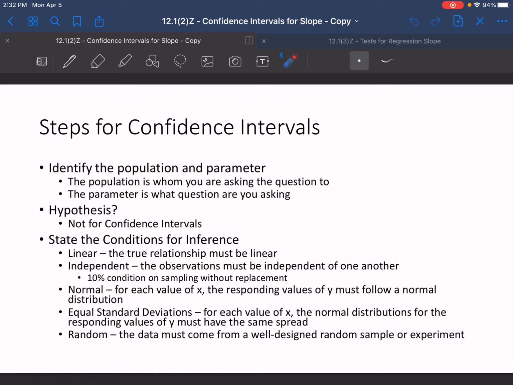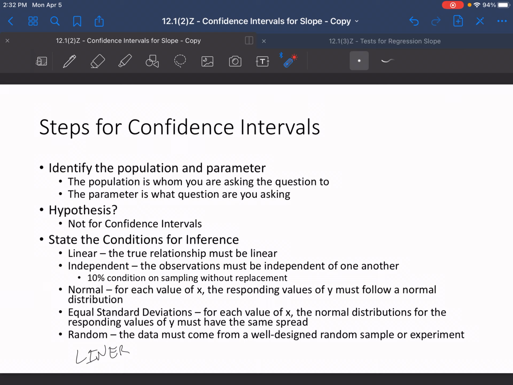And remember that we are concerned with this LINER acronym right here, and those are the conditions that we really need to test in this case. So first we need to check for linear. So the true relationship must be linear for that regression slope. It must be independent, so the observations must be independent of one another. 10% condition on sampling without replacement.